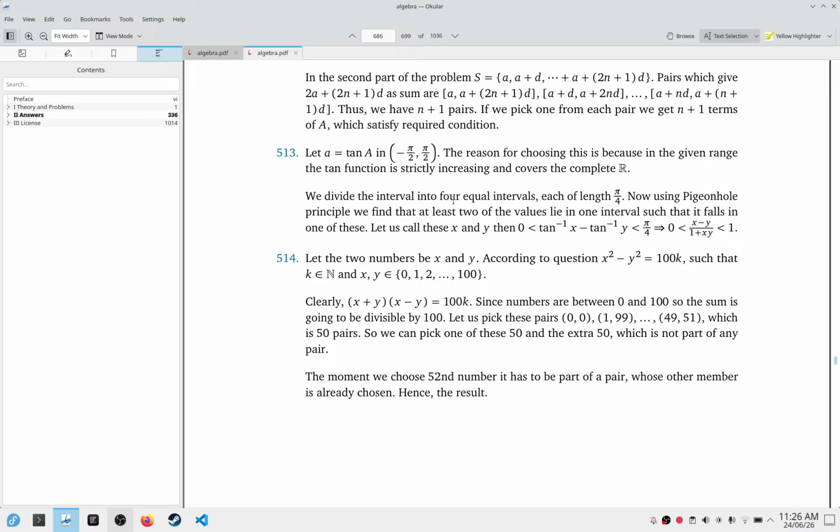Now we divide the interval into 4 equal intervals, each of length pi by 4. And we apply the pigeonhole principle, and we find that at least two of the values lie in one of these intervals. Let's call these x and y. And these will be such that 0 is less than tan inverse x minus tan inverse y, which is less than pi by 4, which implies that 0 is less than (x minus y) by (1 plus xy), which is less than 1.